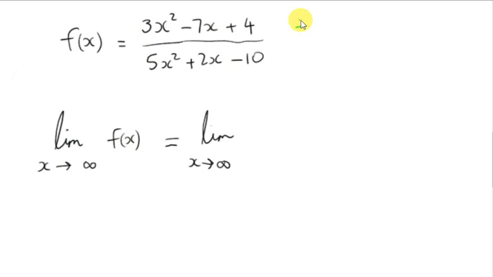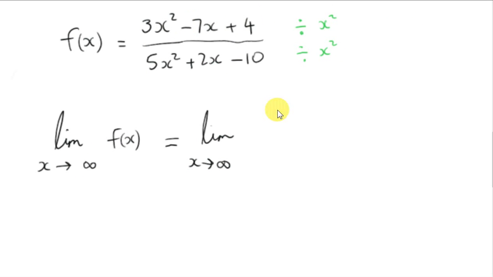But the usual way is to divide above and below by the highest power of x. And that's an allowable operation because x is not 0. We're not dividing by 0. x is going to be a long way from 0 when we take the limit as x tends towards infinity. So that's an allowable operation.